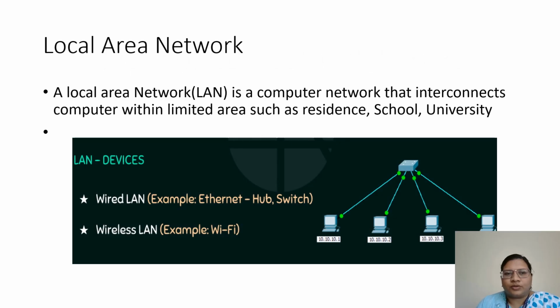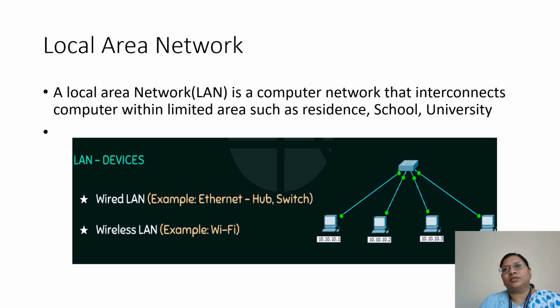So first we are going to see what is local area network. Local area network is a computer network that interconnects computers within limited areas such as a residence, school, university. It is a particular range. For example, if you take Wi-Fi, it will be in a particular range. If you go out of the range, you lose the connection. So if it is in a particular range, then it is a local area.